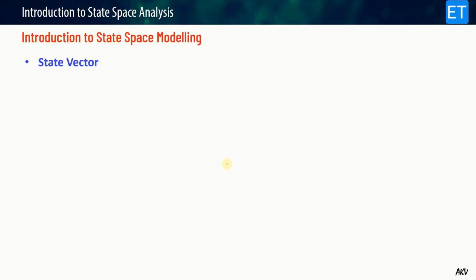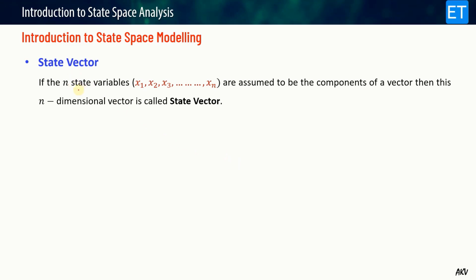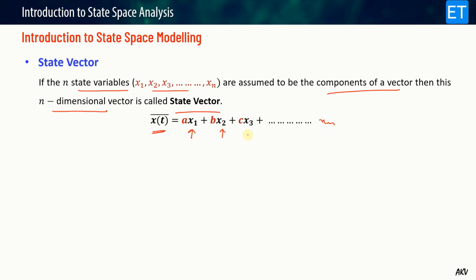Now let's see what the state vector is. If I choose n state variables for a particular physical system, and if I assume that all these state variables are components of a vector, then this becomes an n-dimensional vector, and it is known as a state vector. You can see that here this state vector x(t) bar is represented like this: a x1 plus b x2 plus c x3 till xn. Here x1, x2, x3 are all state variables. So if they are arranged like this in this algebraic sum format, they represent one state vector.